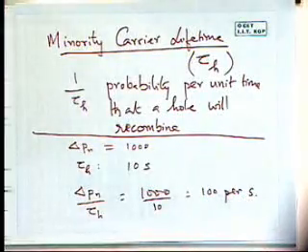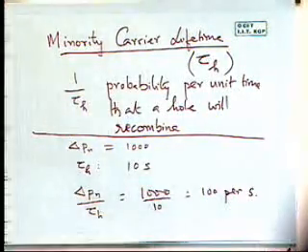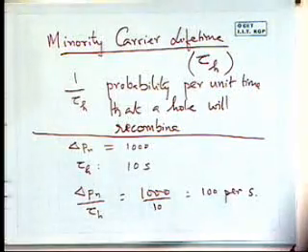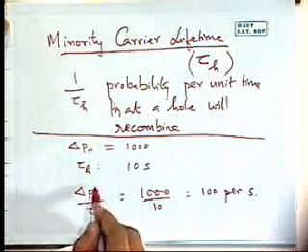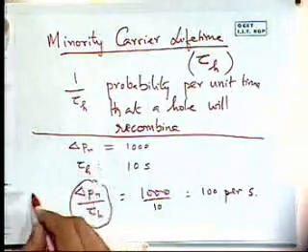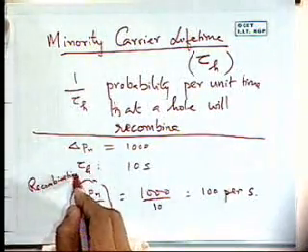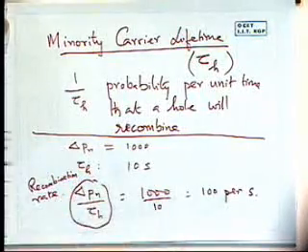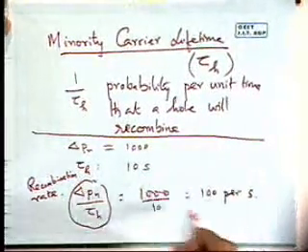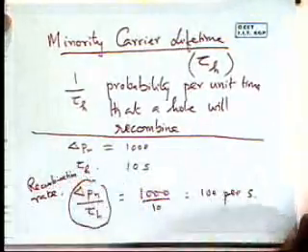They have a lifetime of 10 seconds, and there are 1,000 of them. So on average, about 100 per second are recombining. So this rate here, delta Pn by tau h, is the recombination rate of the minority carriers. Don't worry about the exact numbers, but I just want to point out it's delta Pn by tau h.